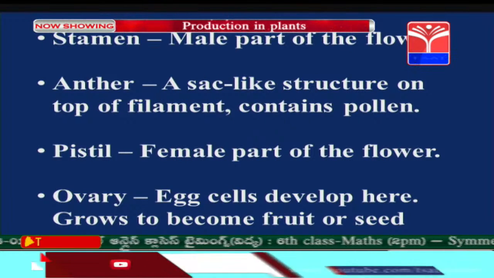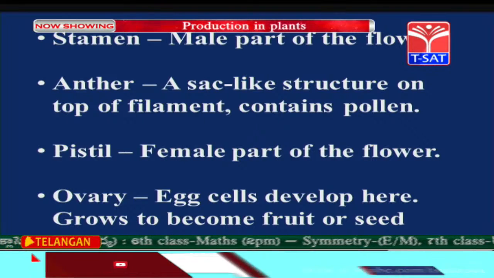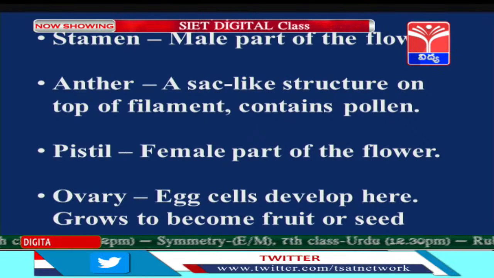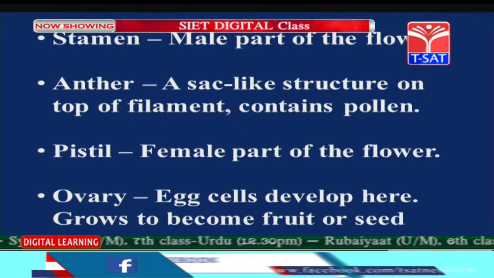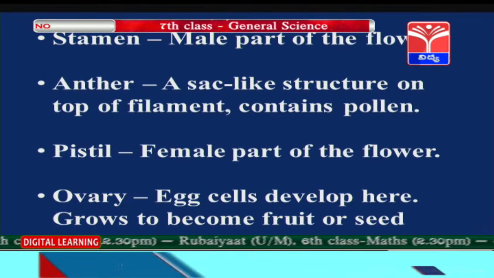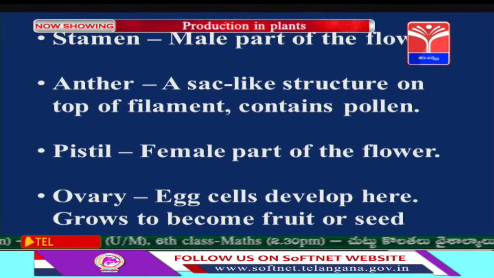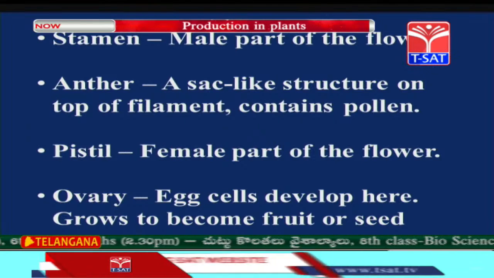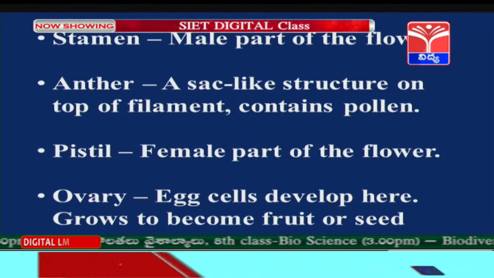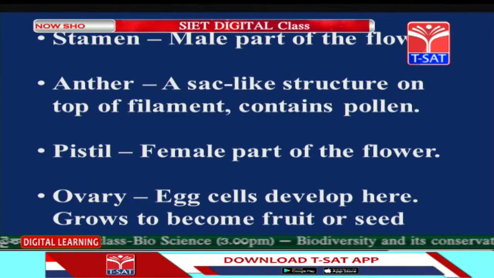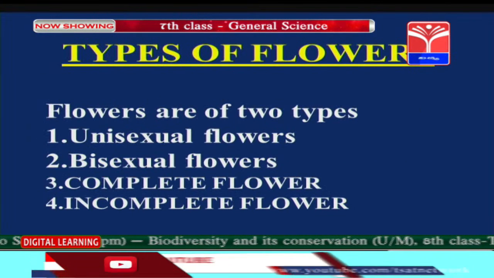And the last part of the flower, that is pistil, is called the female part of the flower. What does it have? It has ovary. What does the ovary have? It has ovules. So eggs are present here. This ovary is converted into fruit. Have you understood, children?